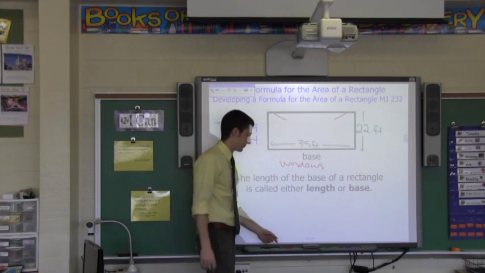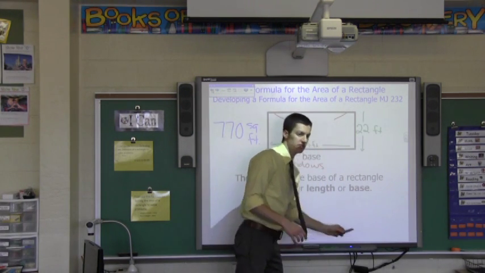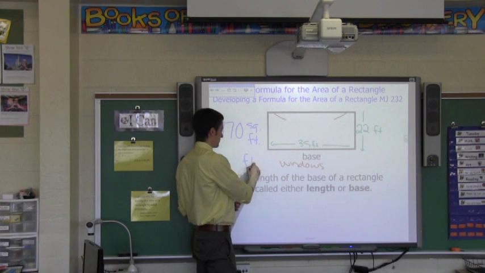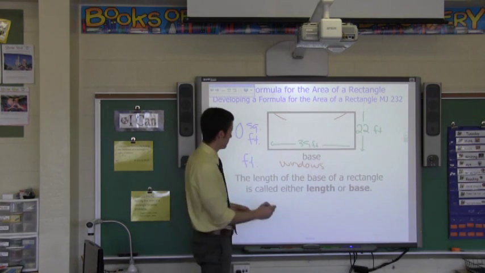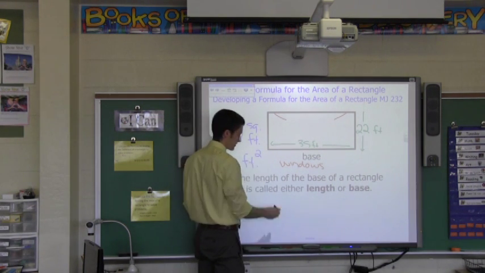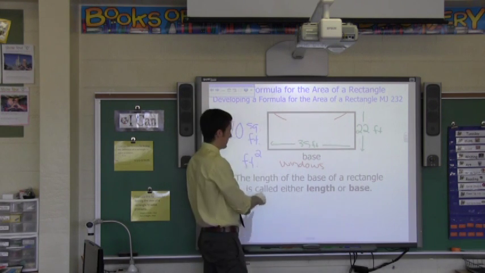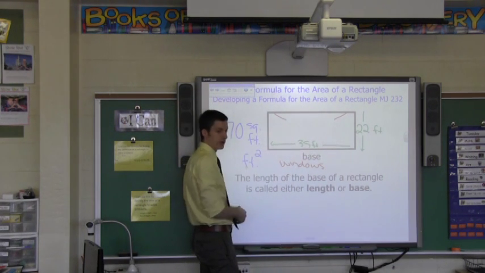There's two ways to put this label. You can write square feet, or you can put feet, and the fancy mathematical term, square, which is the small exponent. It means it's going in two directions.